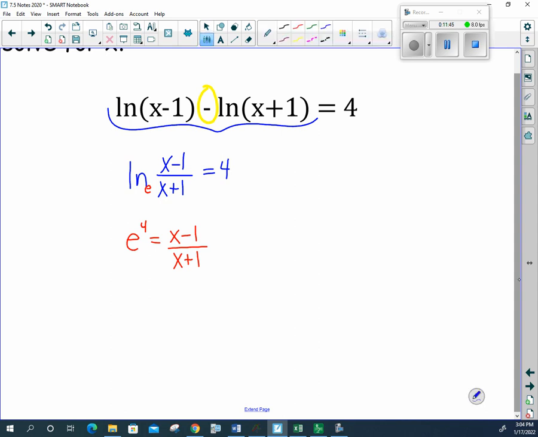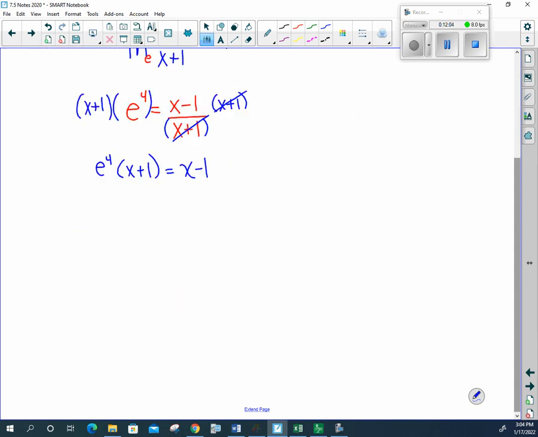Okay, so we need to get rid of that fraction, so I'm going to multiply both sides by x plus 1. If I do that, then that reduces. So now I have e to the 4th times (x plus 1) equals x minus 1. Okay, so algebra on this gets a little bit hard if I leave it in terms of e to the 4th. So I'm actually going to finish it out in terms of e to the 4th just so you can see what an exact answer is, but I will show you what you guys can do from this step on.